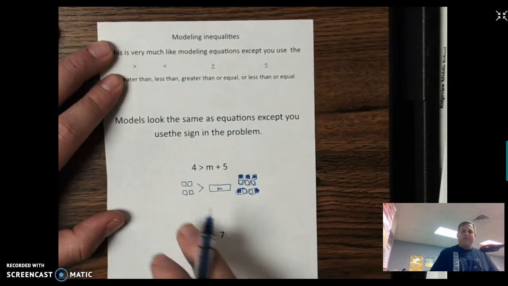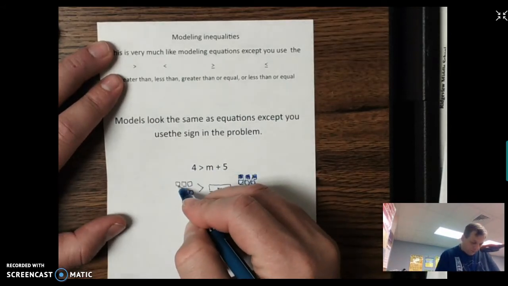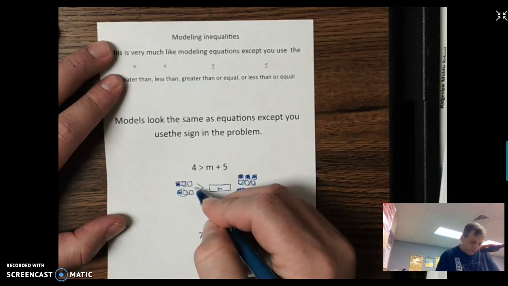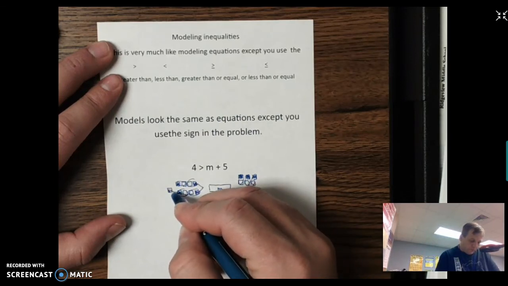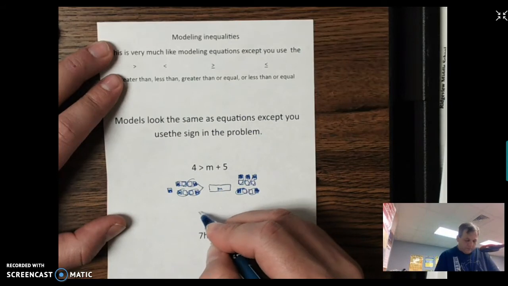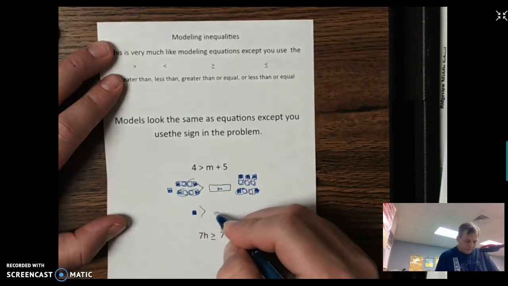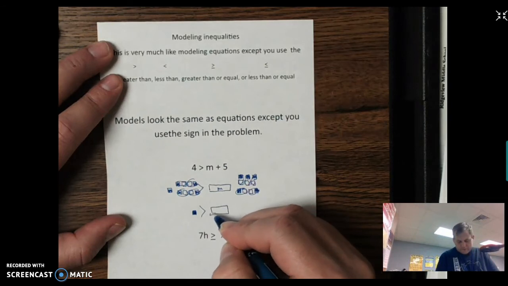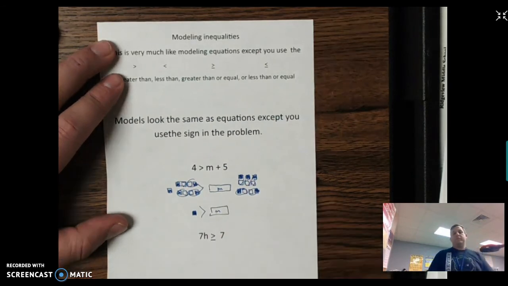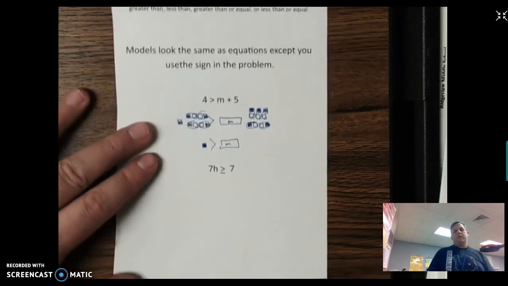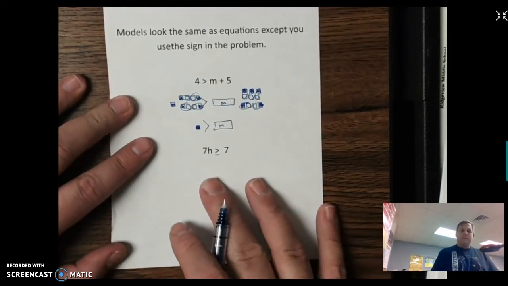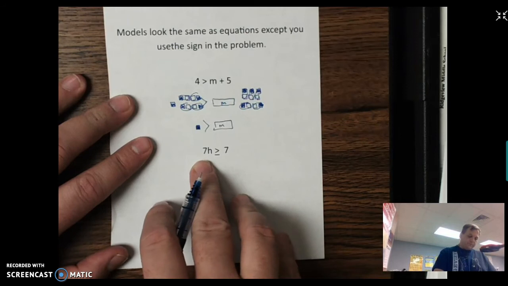And then we have to add 5 negatives to this side. So we zero pair those and those. And those two, and I have one more negative. So negative 1 is greater than m.